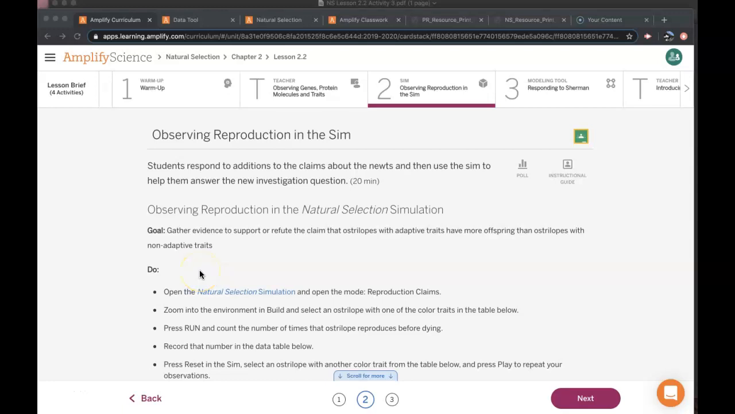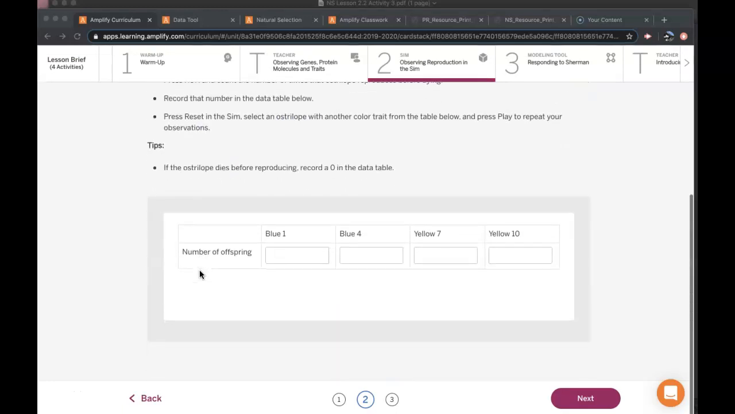This is part two of lesson 2.2, activity two. If you have not done this page two sim activity, please go back and watch part one and do the activity before you watch this video.